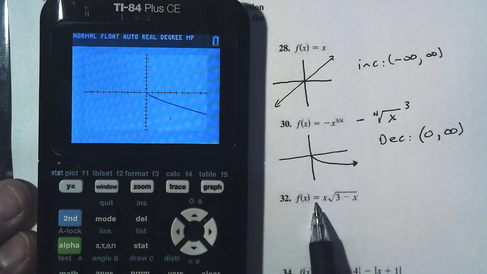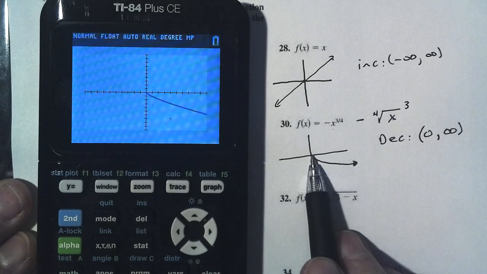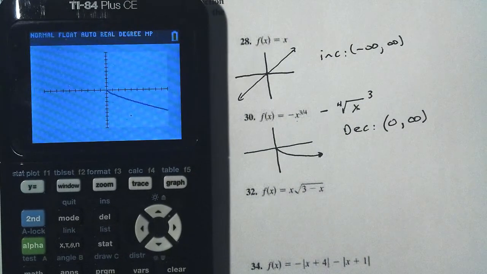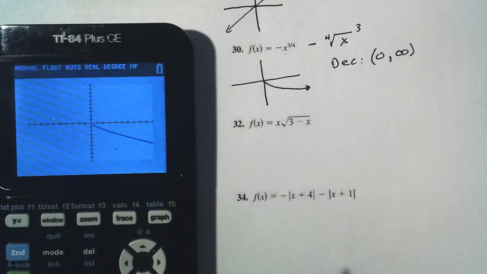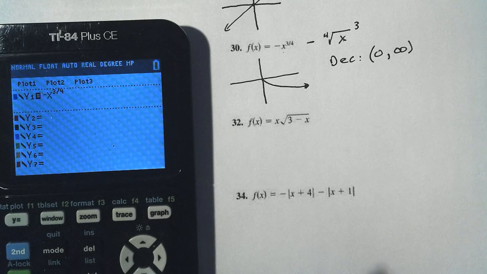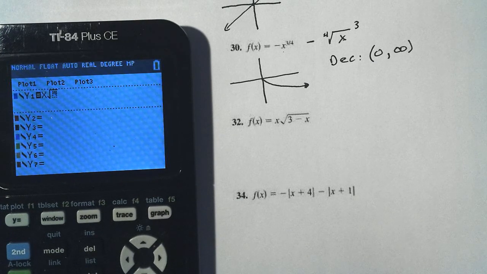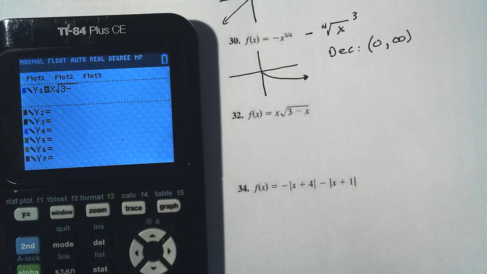Not 0 to negative infinity, but 0 over to infinity is where it's increasing. Okay. Number 32, y equals x times the square root of 3 minus x.